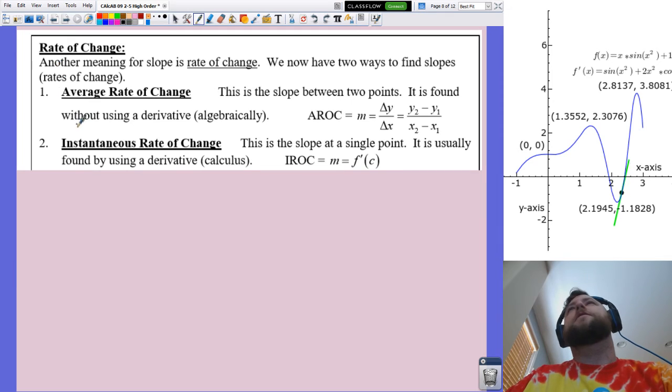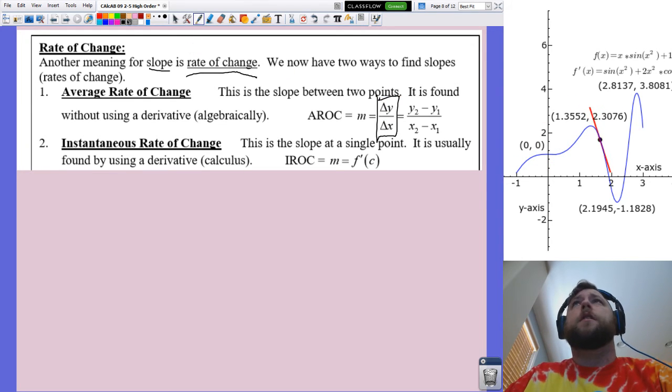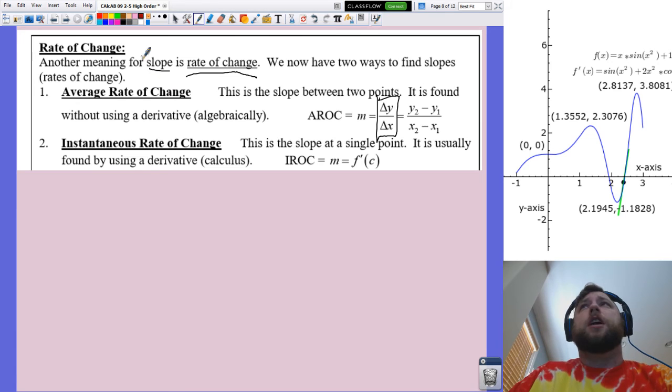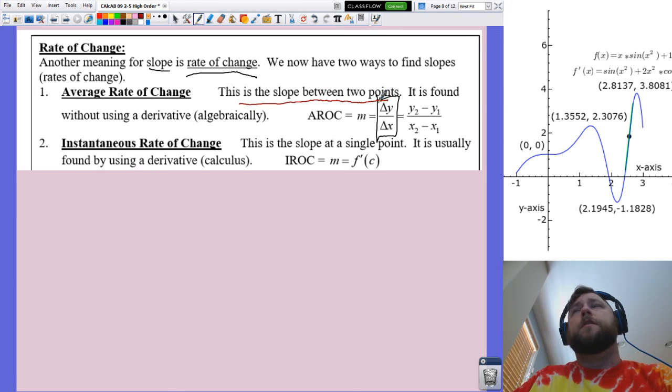All right, rate of change. Another word for slope is rate of change: how much your rise over run, change of y over change of x. That's another word for slope, so it's basically another word for derivative in a way. Sometimes we might want to find what we call an average rate of change. To find the average rate of change, it's just the slope between 2 points. So basically you're finding the slope of a line between 2 points.